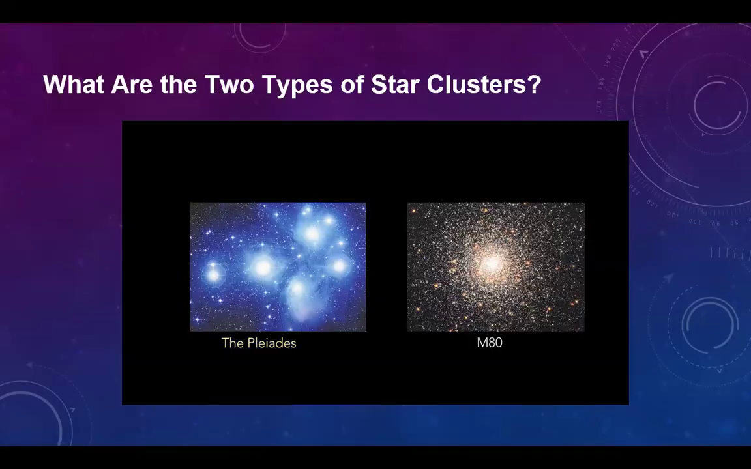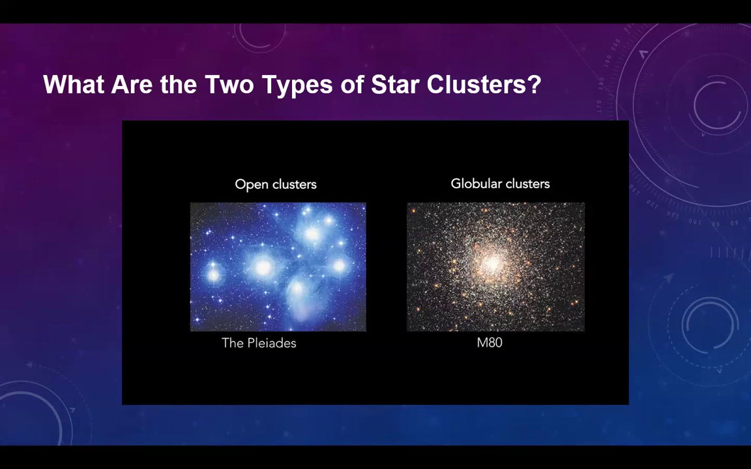This answer leads us to some important insights into star clusters, which come in two general types. The Pleiades are an example of what we call an open cluster. Open clusters are found in the disk of the galaxy and tend to be young in age. That is why they still contain their short-lived, massive blue stars. M80 is an example of a globular cluster. Most globular clusters are found in the halo of the galaxy and contain only very old stars.